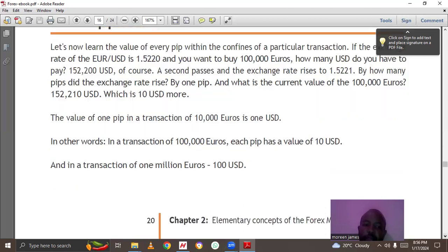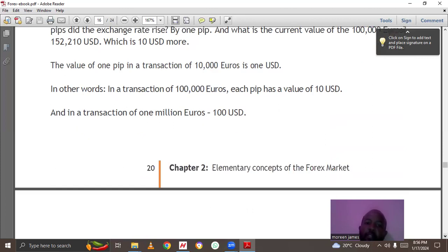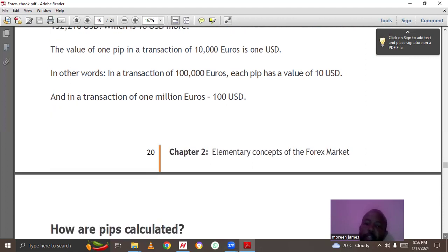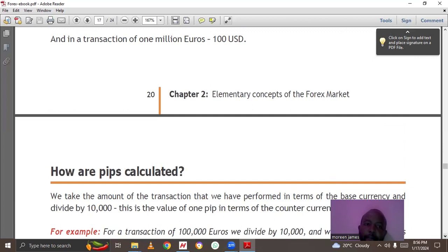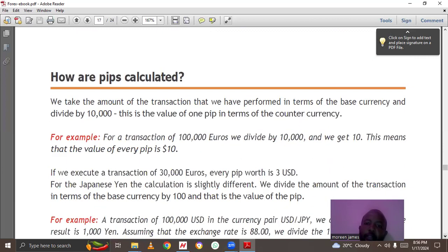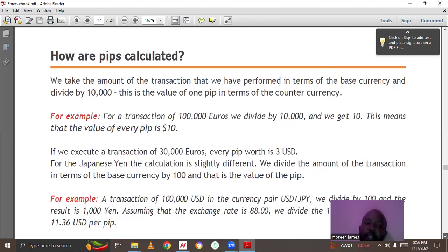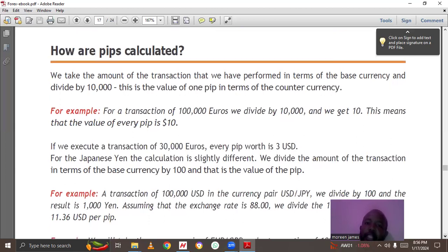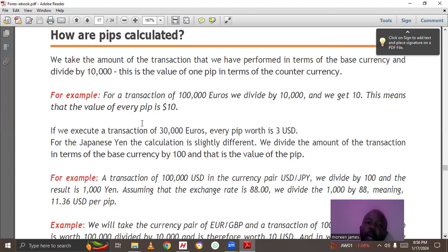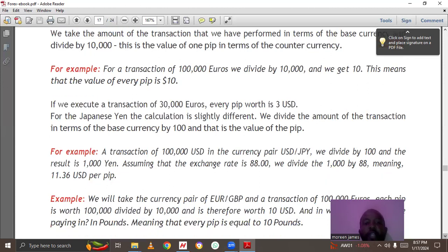This is a little bit of math. In other words, in a transaction of 100,000, each pip has a value of 10 USD. And in a transaction of 1 million euros, we are talking of 100 USD. So how are pips calculated? We take the amount of the transaction in terms of the base currency and divide by 10,000. This is the value of 1 pip in terms of the counter currency. For a transaction of 100,000 euros, we divide by 10,000 and get 10. This means the value of every pip is $10. If we execute a transaction of 30,000, every pip will be worth 3 USD.